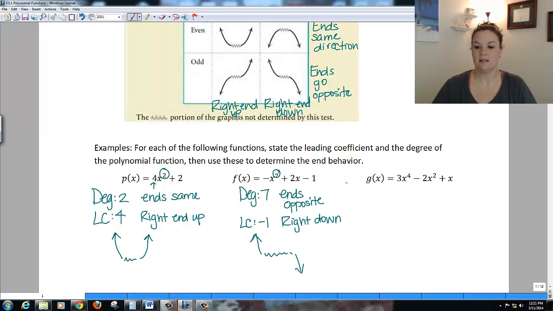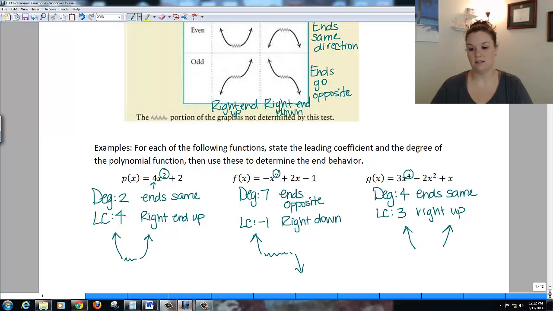Same thing with the g of x. I look at my highest degree, which here is 4. It's a degree 4, which means that the ends go the same direction. Then I look at my leading coefficient, which in this case is 3. Since it's positive, the right end goes up. Since the ends go the same, the left goes up, and we don't know what's going on in the middle. Okay, so that's how we determine the end behavior of our graph.